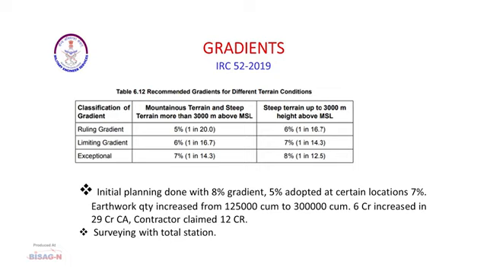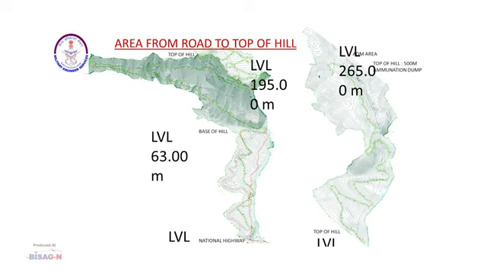This has increased the quantity of earthwork in the contract from 1.25 lakh cubic meters to 3 lakh cubic meters. This has resulted in a due of 6 crores in a work of 29 crores. But due to the wrong measurement practices prevailing, the contractor was claiming 12 crores as the DA amount for the same work. This also needs to be regulated with the correct measurement.